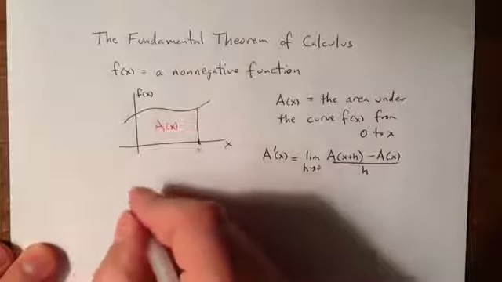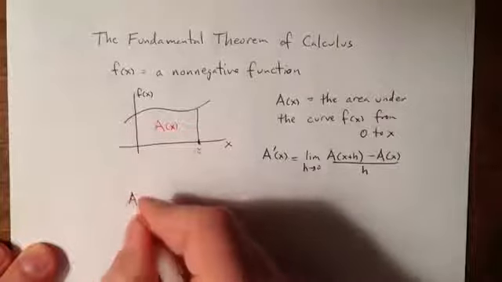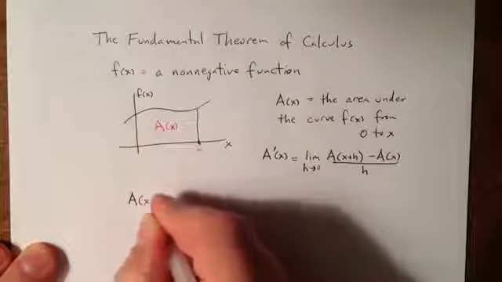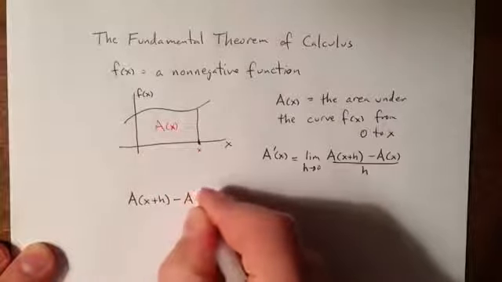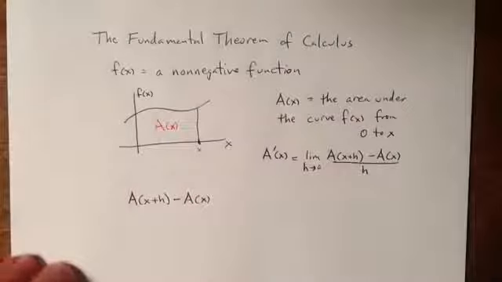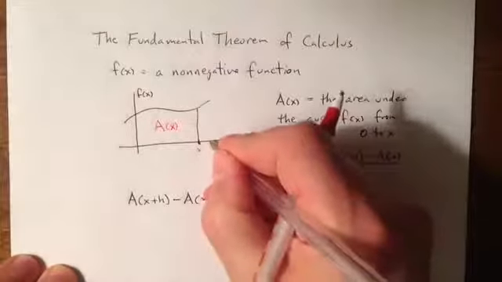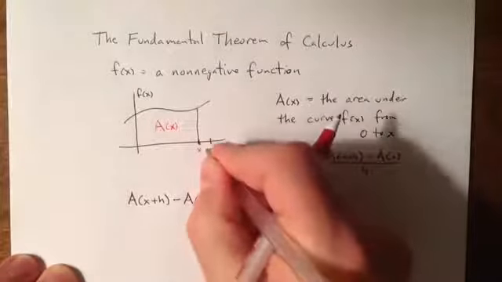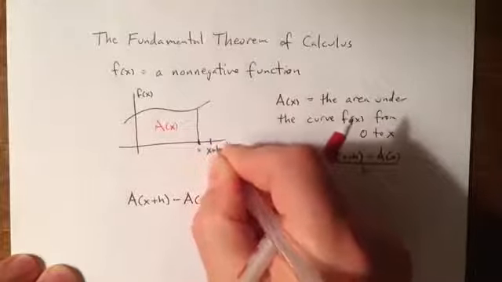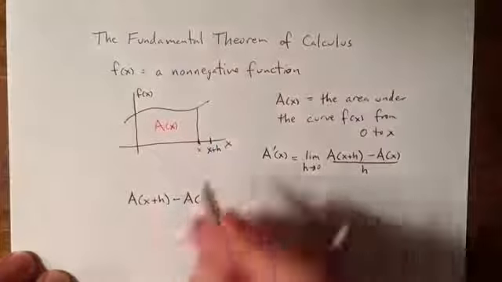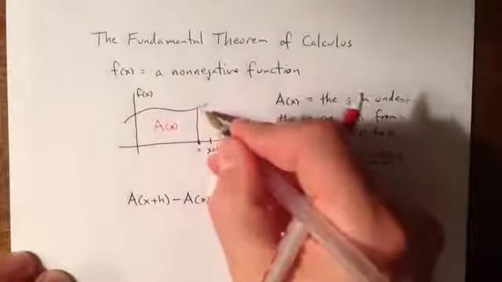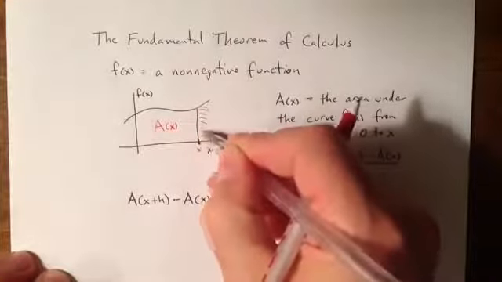Well, in particular, let's think about the numerator of the difference quotient. I'm sorry, not the limit, just the expression A of x plus h minus A of x. And let's think about what that means. That difference quotient introduces a second point here on the x-axis, x plus h. And so the difference between the areas would be the area of this blue shaded region.